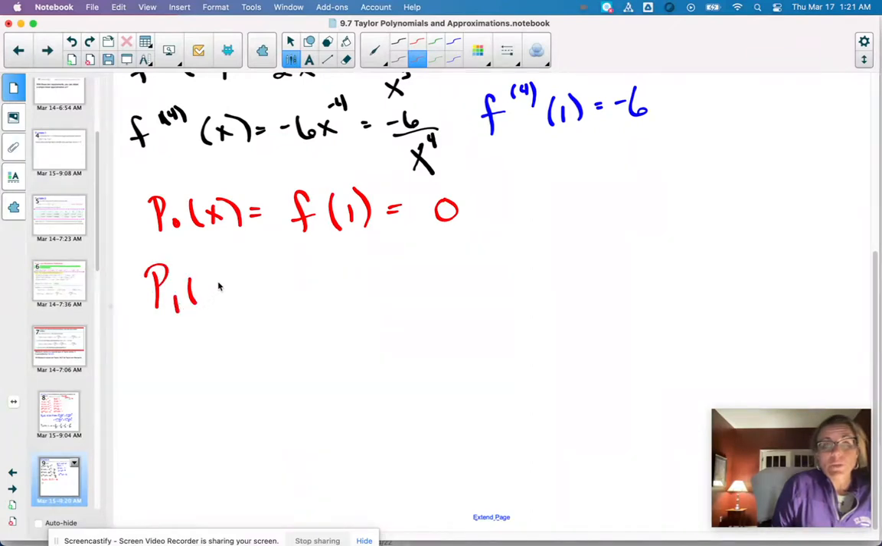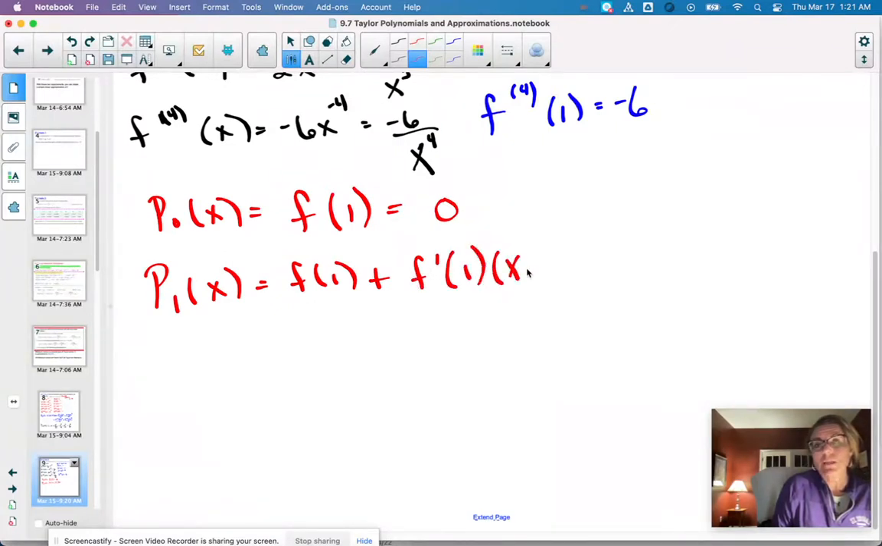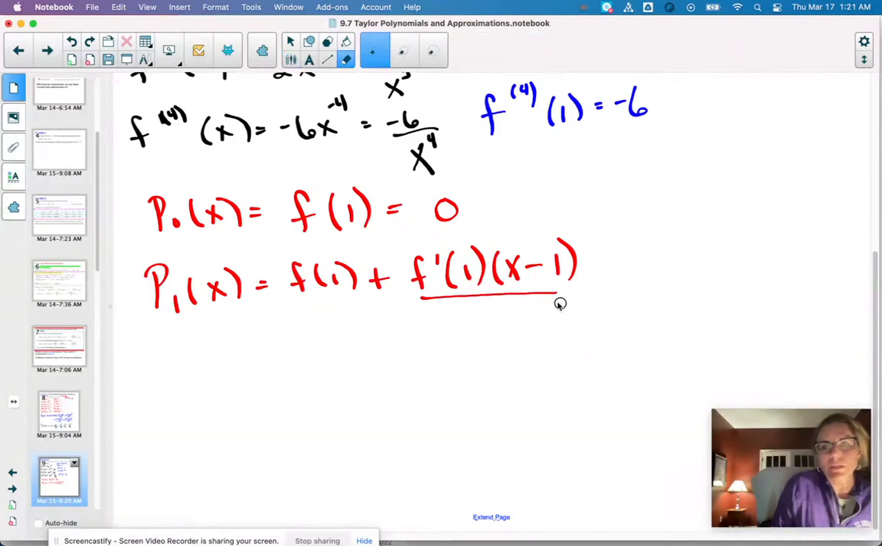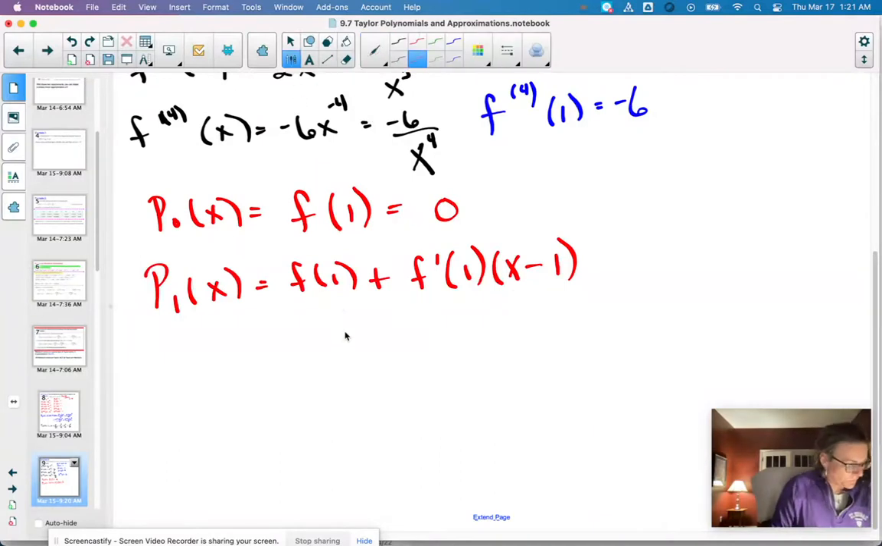The polynomial of degree 1 is going to be f of 1 plus f prime of 1 times x minus our c, which is 1, all over 1 factorial, but we don't have to write that. It's kind of silly. And if we plug that in, f of 1 is 0 plus f prime of 1 is 1, which is obviously just x minus 1.